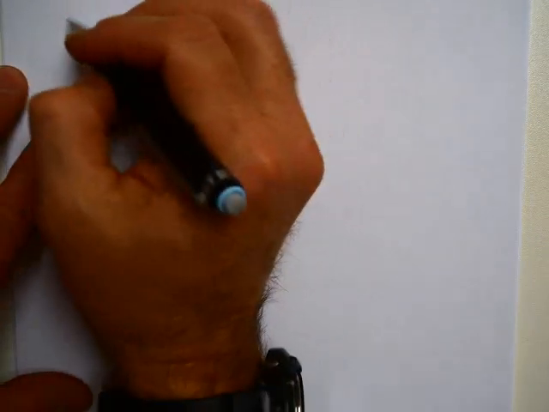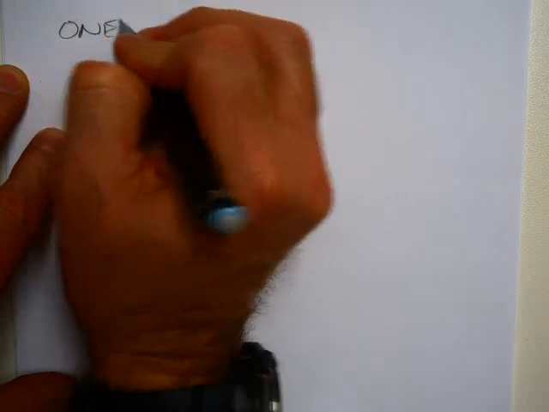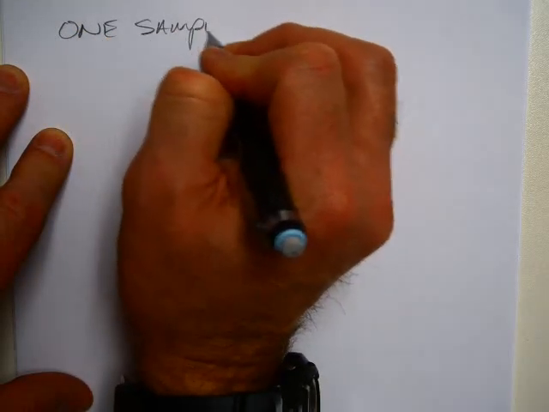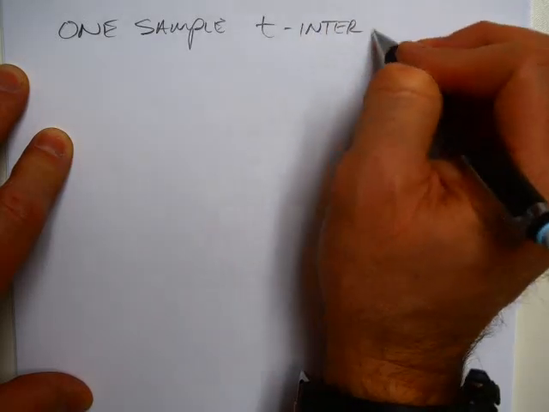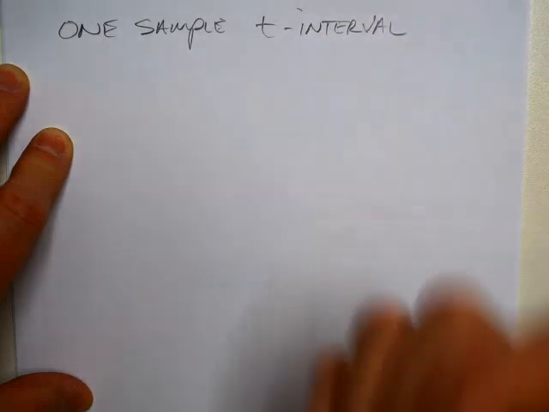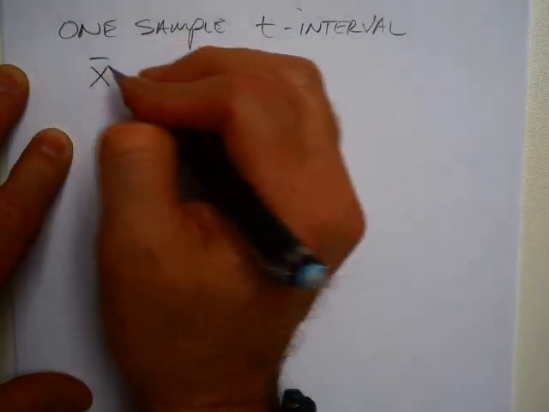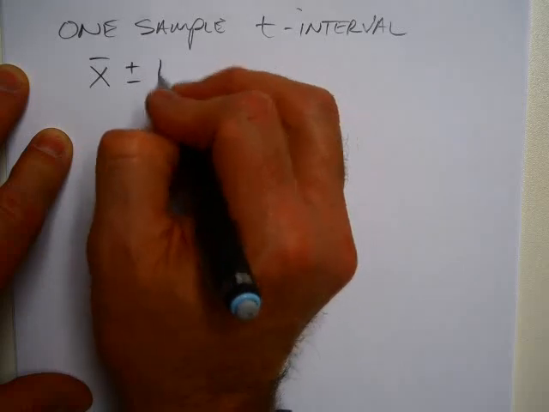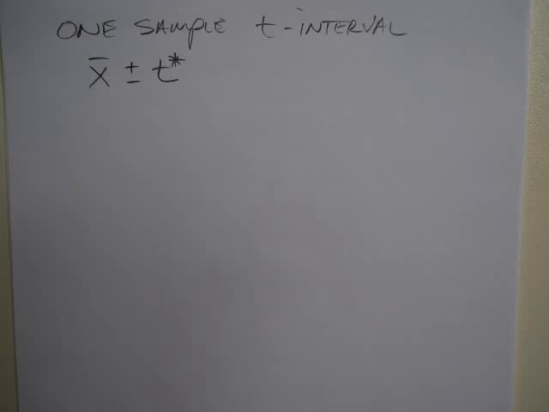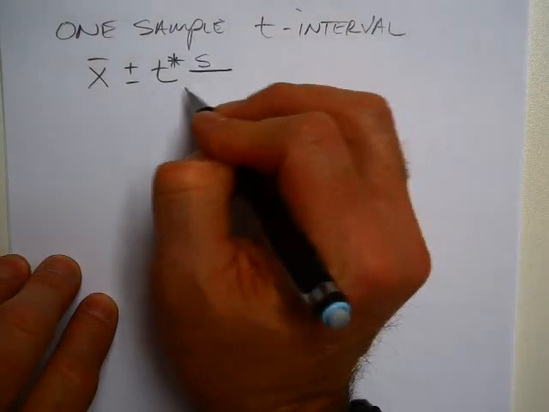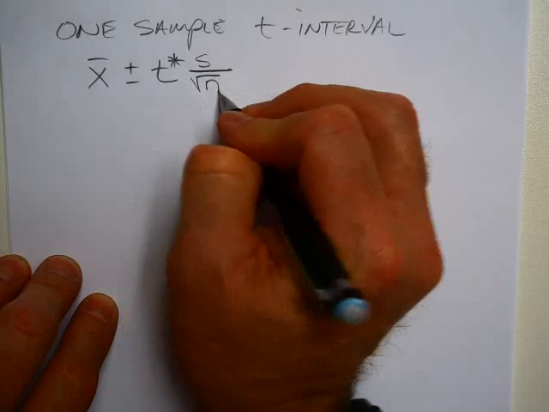All right, we're almost done. So we have a new formula for this. It's really not that new. It's a one sample t interval. And it works like this. X bar plus or minus t star instead of z star times the standard error, s over square root of n.